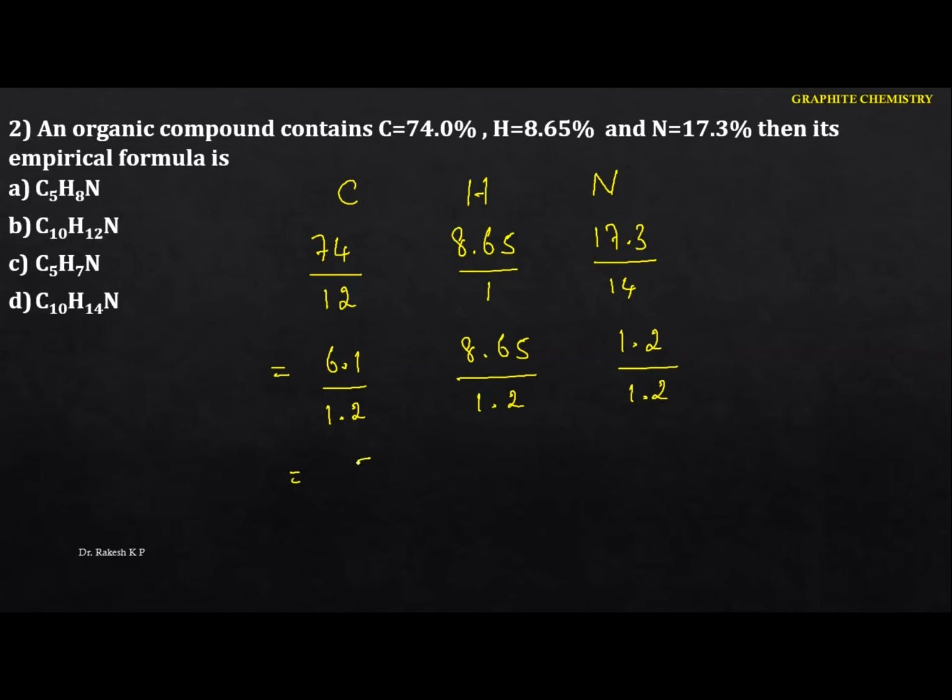Okay, now you just go to this one here. Here we can identify it as 5. Here the approximation will be 7. Here it is 1. So now we got the empirical formula, that is C5H7, and the next thing is N1. Okay, so we got the empirical formula, hence in this case the option is C. Okay, so next one.